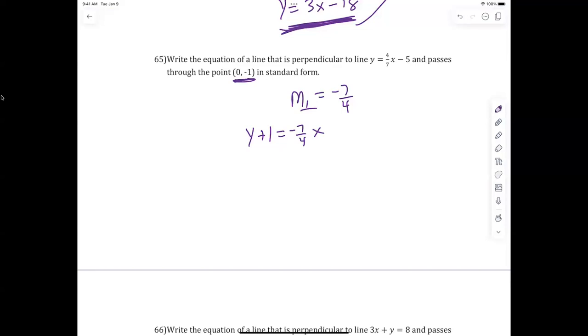Does everybody understand that? All right, now we're doing standard form, so we're allowed fractions. So I have to multiply by what? So 4y plus 4 equals negative 7x. Does everybody agree with that? So now, is my x negative? So I have to throw it to the other side. So my standard form is just 7x plus 4y equals -4.